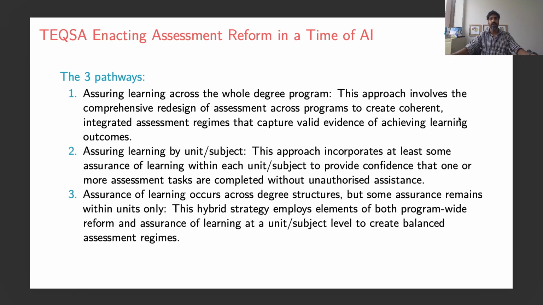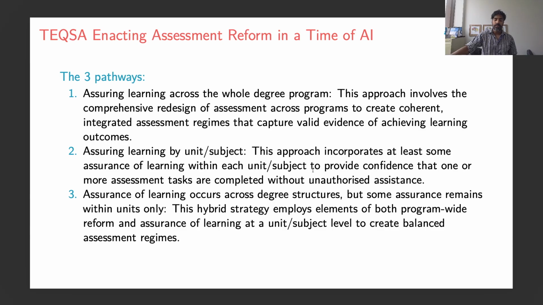So you comprehensively redesign assessment across programs to create coherent, integrated assessment regimes that capture valid evidence of achieving learning outcomes. So across a 3 or 4 year degree program, students may be allowed to use AI, but there are critical points at which assessments may be invigilated. They may be final exams or oral vivas, where you can assure the learning's occurring. At those critical points, you say, look, this student has met these competencies so they can progress to the next year or the next stage, and then use AI in ways to help shape their learning. But at each critical point, there is some assessment that assures learning's occurring. So that's what they mean by the redesign, capturing valid evidence of achieving learning outcomes.